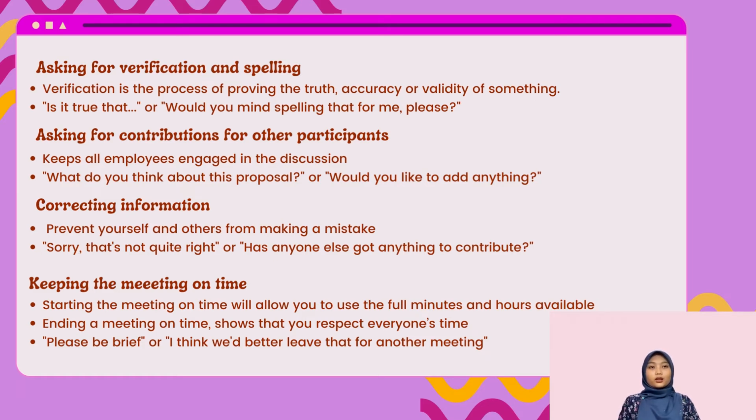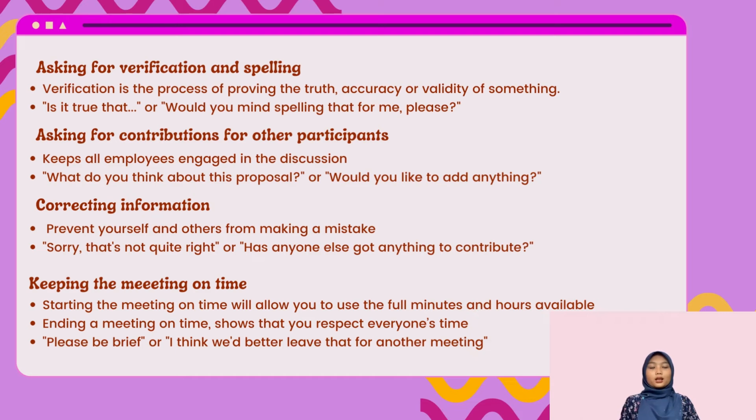Other than that is correcting information. Correcting information is important because you can prevent yourself and others from making a mistake based on false or misunderstood information. You can simply say, sorry, that's not quite right, or that's not what I meant, when you want to correct any information during the meeting.